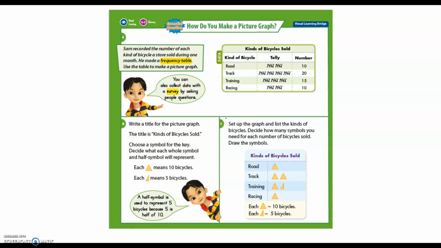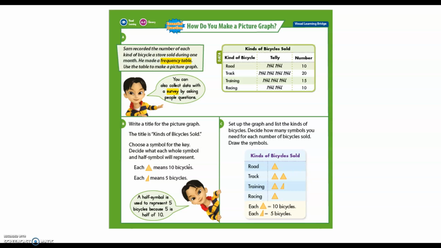After you've collected your data, it's time to draw your picture graph. Write a title for your picture graph. So if you look at Sam's picture graph, the title is Kinds of Bicycles Sold. Choose a symbol for the key. Decide what each whole symbol and half symbol will represent.